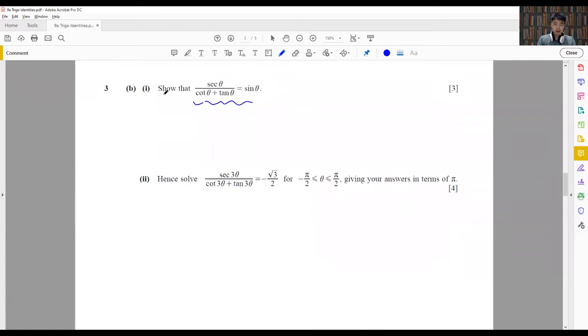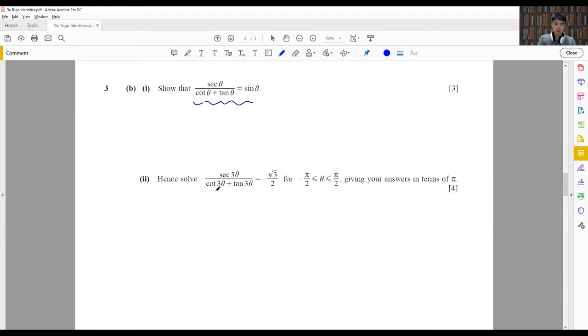Now, earlier in the first part, we already showed that this equation is actually equals to sine theta. So now when we compare this one to that, when they ask us to "hence solve", what we have is actually the same thing. Secant theta becomes secant 3 theta, cot theta becomes cot 3 theta, tangent theta becomes tangent 3 theta. So if we were to change this using this identity here, okay, first thing I need to clarify is that we obviously can't solve the equation if we use these things that have already been given to us. We need to change it into what we proved earlier.